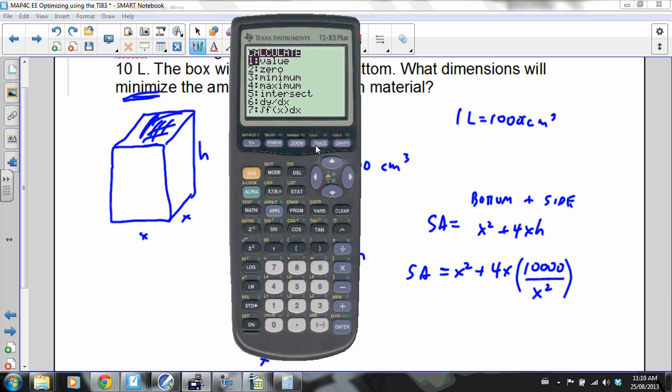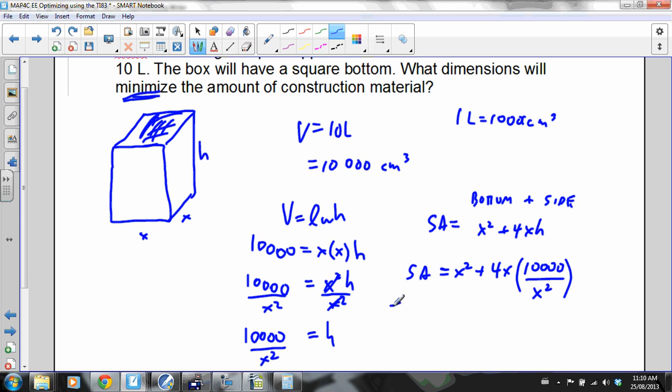Second, calc, minimum. I want to find the minimum. Little left of my minimum. Press enter. Go a little right of my minimum. Press enter. In the middle is the guess, and then it'll give me an answer for x. So I'm going to say the TI-83 gives me x equals, what was it? It was 27.1.